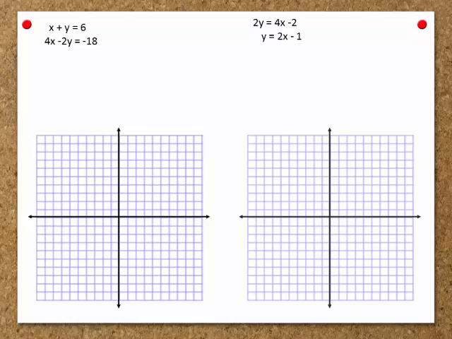Got two more examples. So what I would like you to do right now is to pause the video and then graph the lines, state whether the systems are inconsistent, consistent independent, or consistent dependent, how many solutions there are, and if you have one solution, name it.